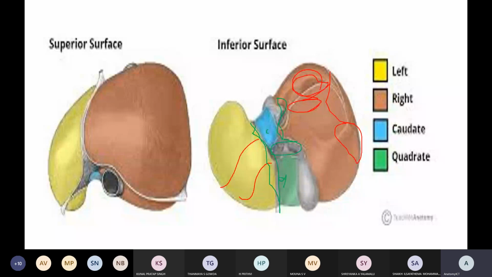And what happens? The right fissure is not only extending in the upper portion, it even extends below between the right lobe and the quadrate lobe. So that is also how this particular fissure divides into right and left lobe. So we may say this particular fissure is the porta hepatis fissure. This is the right fissure, and this is the venosal fissure, and the left fissure is also called the umbilical fissure, right? So these are the fissures which are present exactly between the lobes of the liver, right?